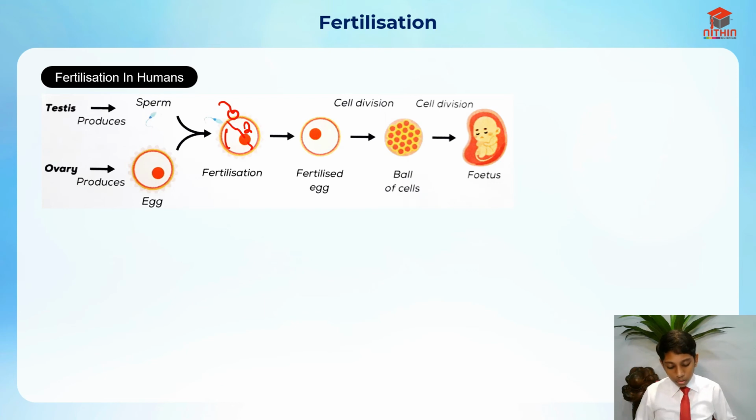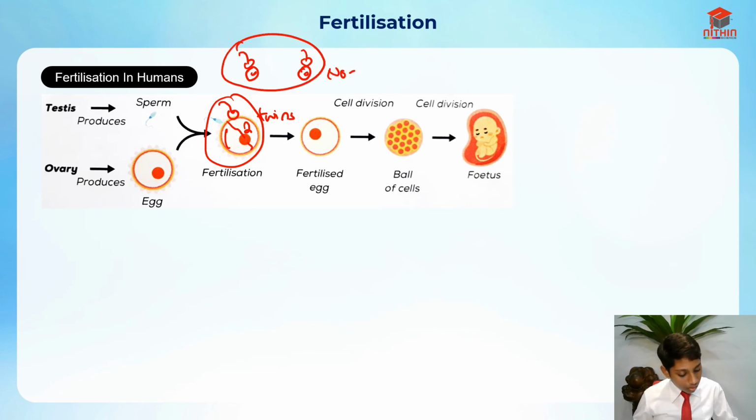And sometimes it could be in different eggs. Remember I told you the scenario where both ovaries produce one egg? So both sperms go into the egg. So these are twins. These are not identical twins. They are twins, but they don't look the same. These two look the same. Okay, so you need to know that.